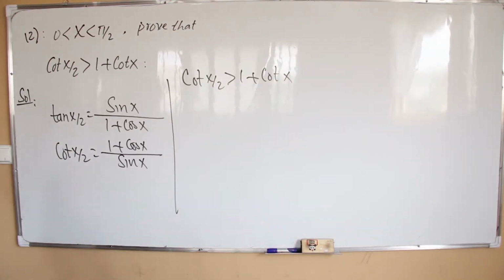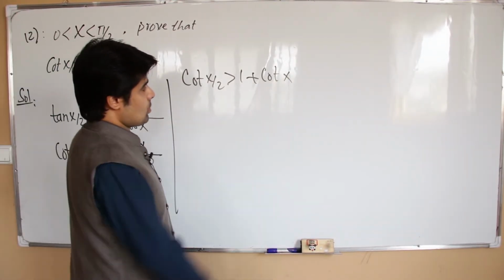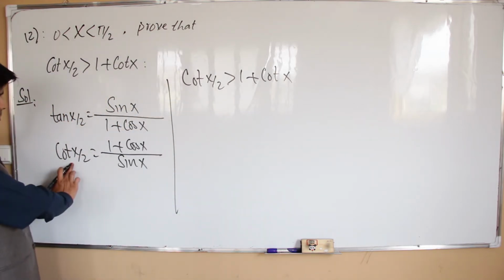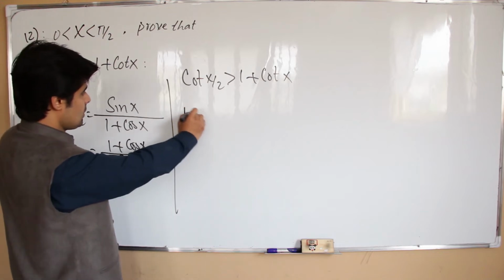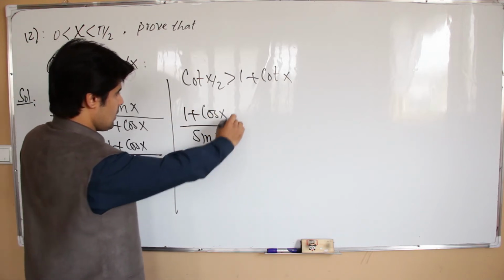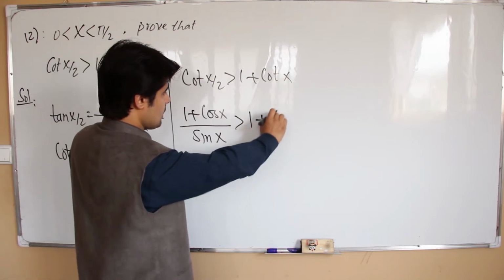Okay, cotangent of x by 2 is greater than 1 plus cotangent x or not? Yes. This is our question. Now instead of cotangent x by 2, can I write this one? Yes, why not? 1 plus cosine x divided by sine x. It should be greater than 1 plus cotangent x.